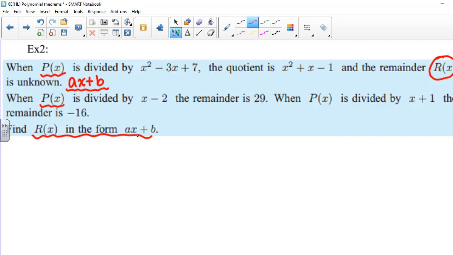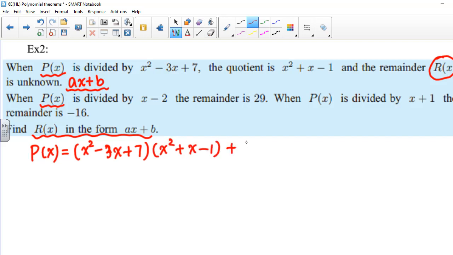How can we solve for this remainder when p of x is divided by this quadratic? Based on the first condition, we know p of x must be equal to the divisor times the quotient plus the remainder. So right now, we let the remainder be ax plus b. Based on the second sentence, this p of x is divided by x minus 2. The remainder is 29. So what does that mean? P of 2 is 29.